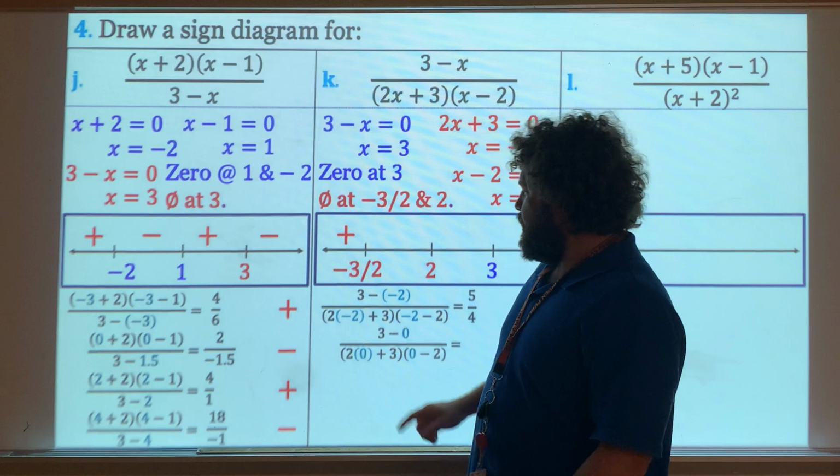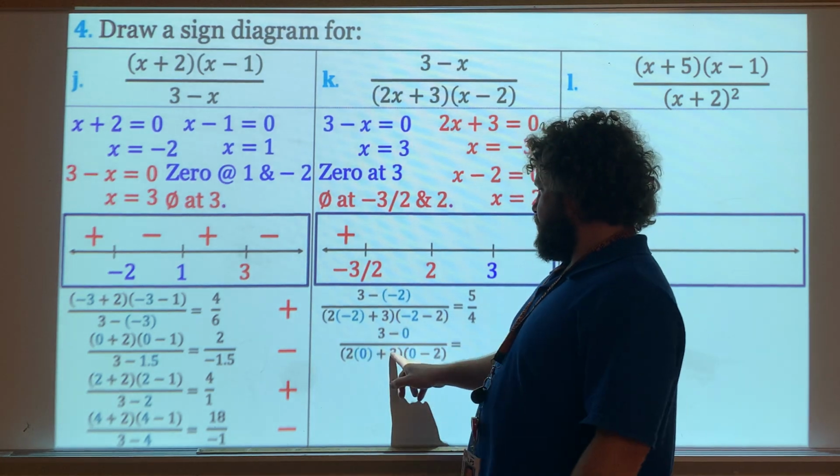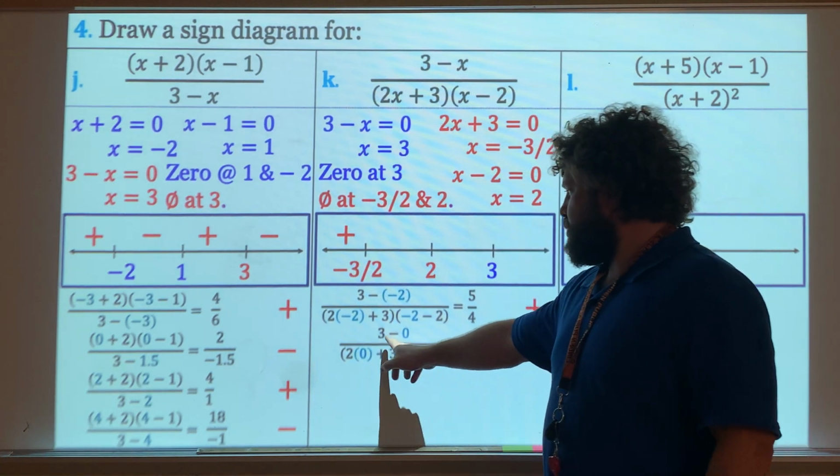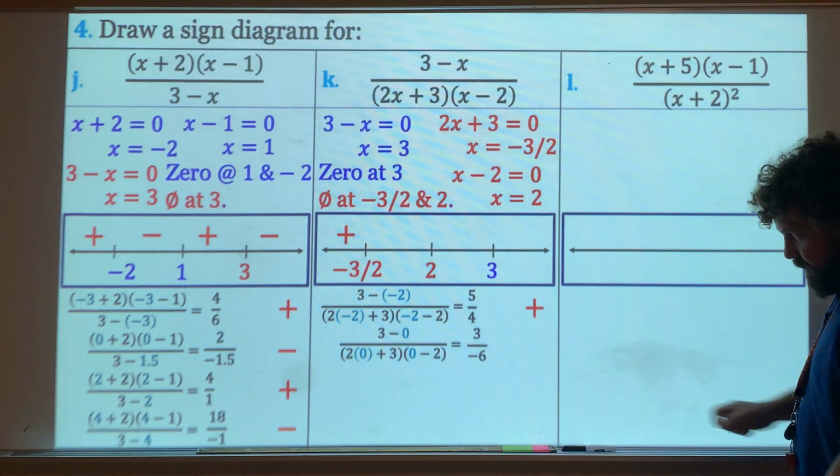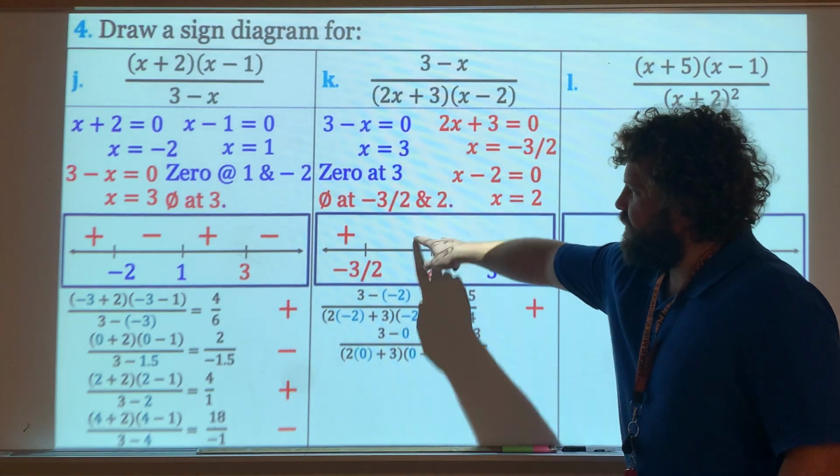0. 3 minus 0 is 3. 0 plus 3 is 3 times negative 2. So this should be 3 over negative 6. Come on. Yes, negative 1/2. All that matters is positive, negative. That is a negative.